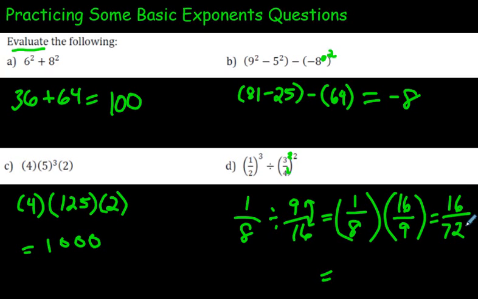So I'm going to cut each of these in half because they're both even numbers. So I'm taking 16 divided by 2 to give me 8. 72 divided by 2 should be 36. We still have two even numbers here. Let's keep reducing. Divide these each by 2.